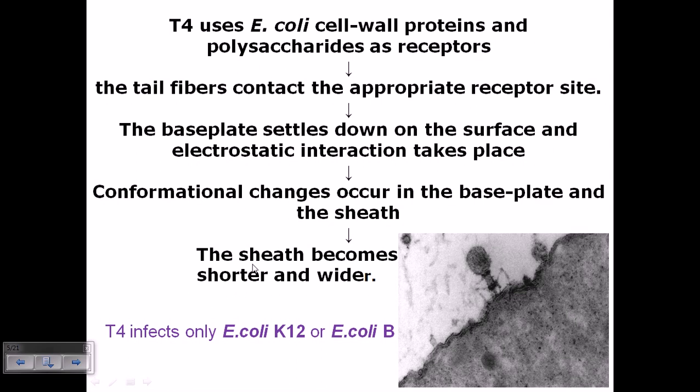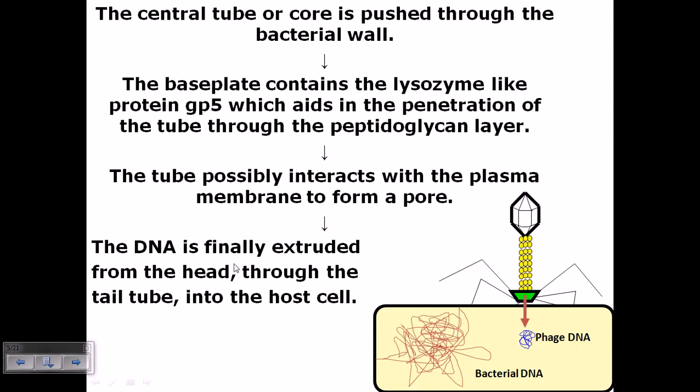Now usually T4 infects only two different E. coli strains. One is E. coli K12, another one is E. coli B. Now the central tube or core is pushed through the bacterial wall. The base plate contains a lysozyme-like protein, termed GP5, which aids in the penetration of the tube through the peptidoglycan layer. So here we can see the bacteriophage having this contractile tail region. Now as it is pressing down, it starts to inject the DNA inside the host cell.